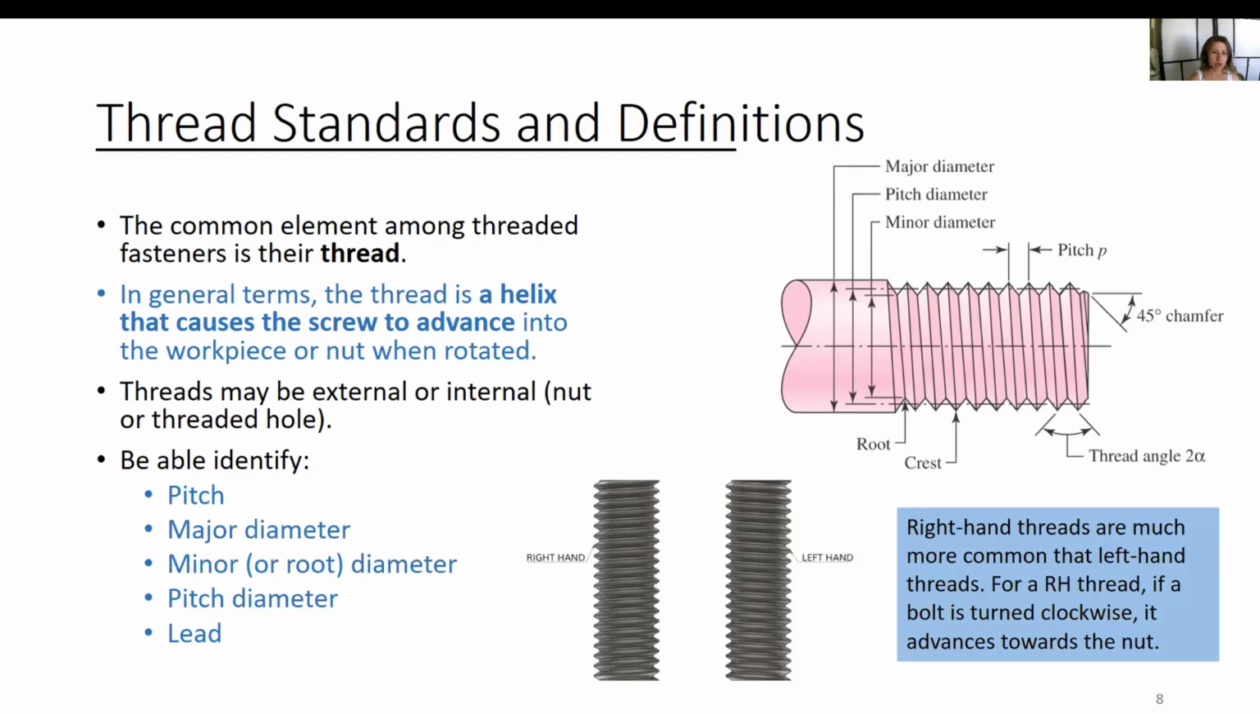So you should be able to identify the pitch, the major diameter, the minor diameter, the pitch diameter, and something else called the lead. And this next video that we'll watch does a really good job visually showing and explaining these terms. The last thing I want to point out is the difference between right-handed threads and left-handed threads. Right-handed threads are much more common than left-handed threads. For a right-hand thread, if a bolt is turned clockwise, it's going to advance towards the nut.